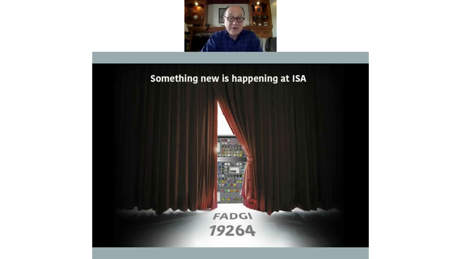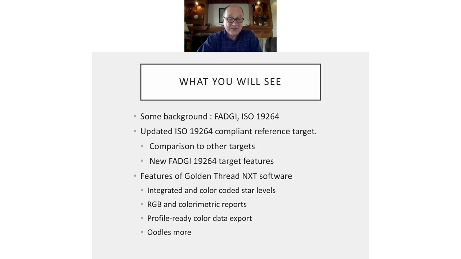So into the next slide. This is what you'll be seeing. I'll give you some background about FADGI. That's how I pronounce it. Some pronounce that with a guttural G. And then there's the ISO 19264. I'll explain what that is. So it's just a number, and it's under the ISO, International Standards Organization umbrella. And the ISO has a number of different levels. There's an actual standard, there's technical documents, things like that.